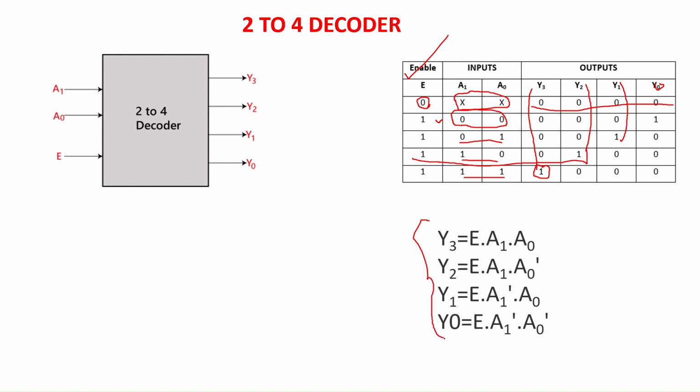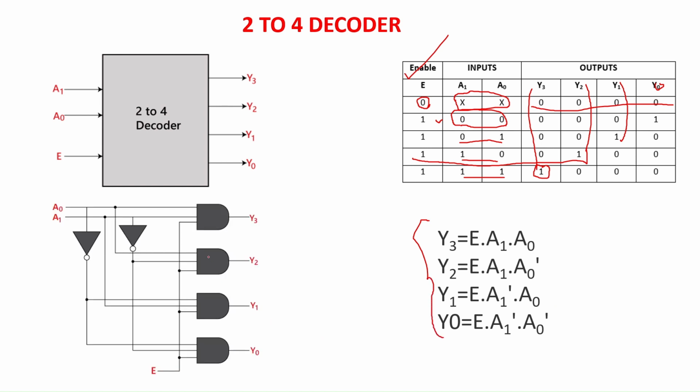This is the logic circuit for the 2 to 4 decoder. Using AND gates, we are doing the AND operation of E, A1 and A0. This AND operation is carried out using this AND gate. Using 4 AND gates, we are generating Y3, Y2, Y1 and Y0. To create the complemented terms A1 bar and A0 bar, we are using inverters. This inverter provides A1 bar and this inverter provides A0 bar. Thus the 2 to 4 decoder is realized using these logic gates.